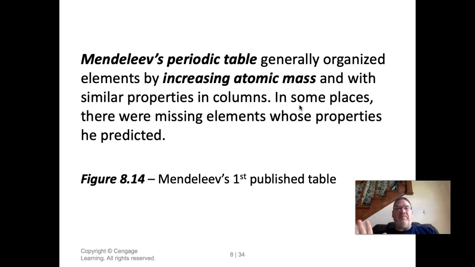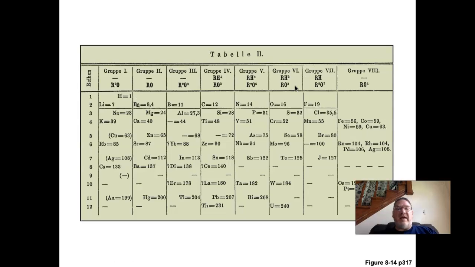Dmitri Mendeleev, when he put together the first table in 1869, as you can see here, used atomic mass. That was what was available to him. In the next slide, this is actually his first table. But what's interesting about this table, again, you can see 8 groups, and you follow the numbers. Like I said, they're all atomic masses.